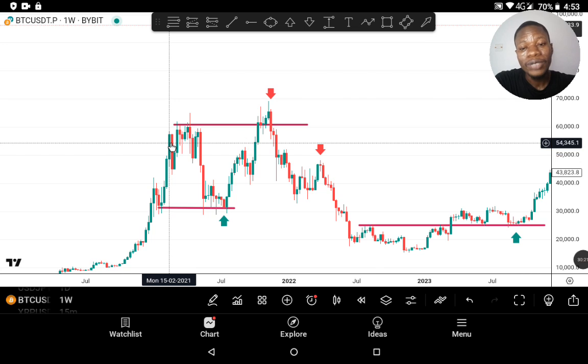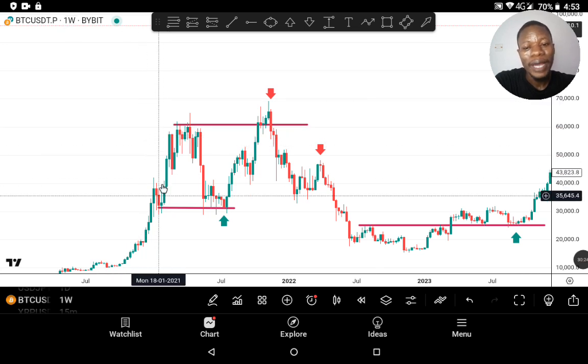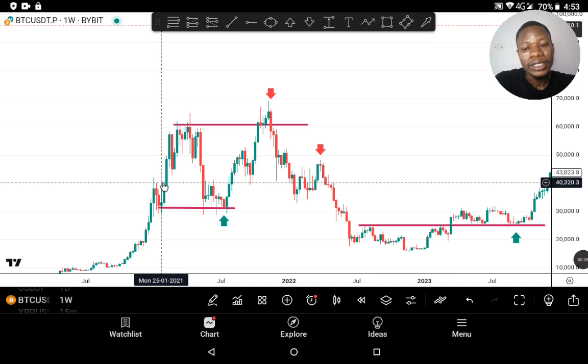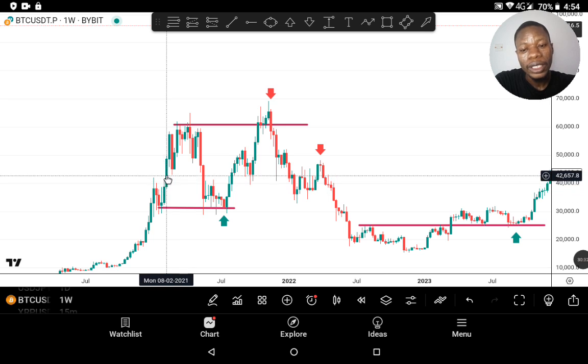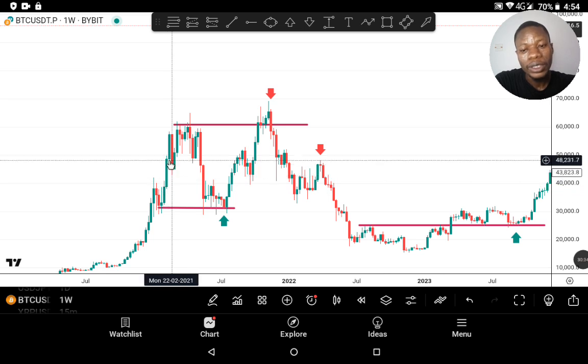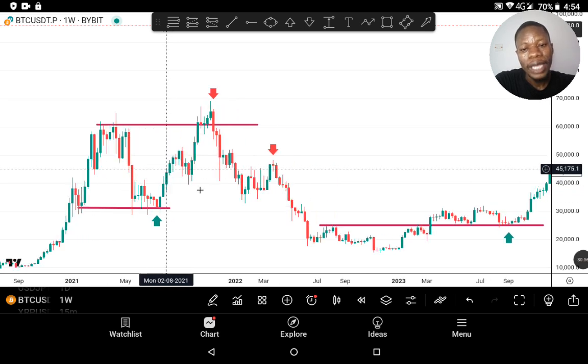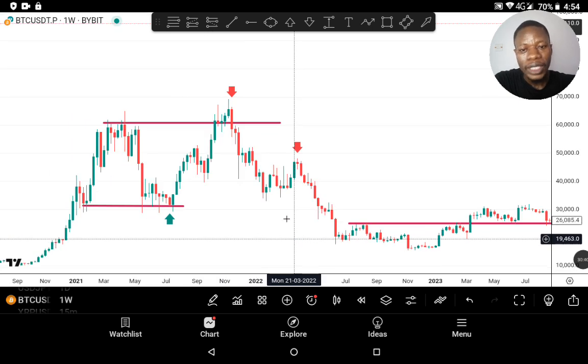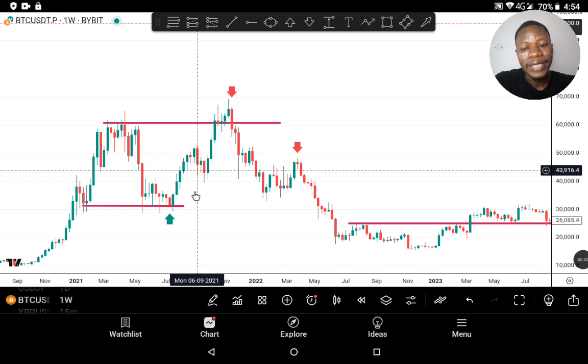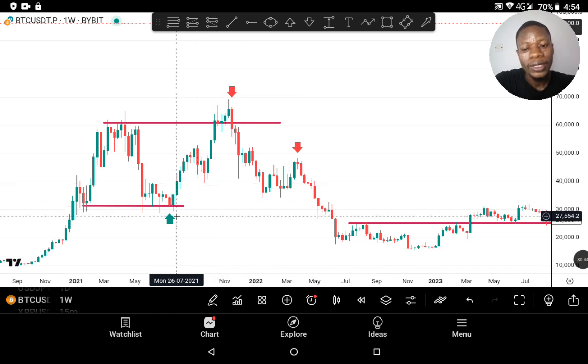So each candle represents what? 1 week. So the activities between the buyers and the sellers in this candle are within 1 week. This is 1 week, this is another 1 week, this is 1 week. Each candle here is formed and completed within 1 week. Like I said, you can see these formations on all available time frames we have.